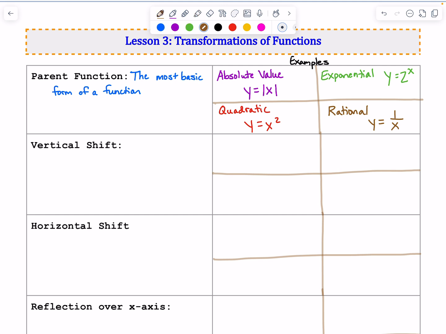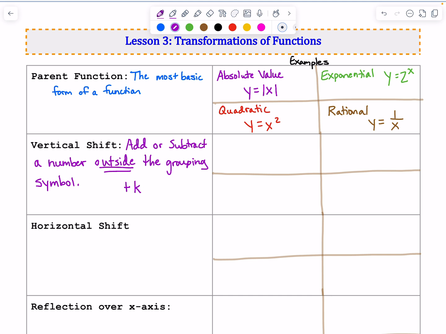So a vertical shift is when you add or subtract a number outside of the grouping symbol. That's when you notice a vertical shift. So let's write that down. Add or subtract a number outside the grouping symbol. And the grouping symbol changes depending on the function. So we're going to take a look at those examples. Outside the grouping symbol. And we call it K a lot of times as an arbitrary way to represent the vertical shift. So we'll say positive K shifts our graph up, and a minus K shifts our graph down.